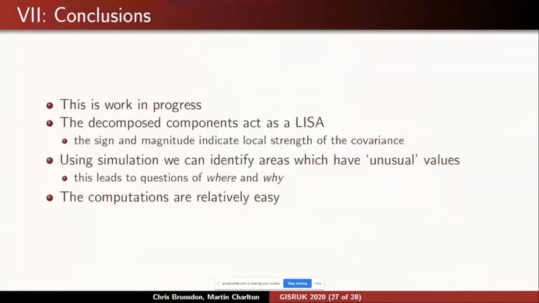Okay, so I've run out of time. So this is very much work in progress. The decomposed components act as a leader. The sign and magnitude indicate the local strength of the covariance. We can identify areas of unusual values, which leads to questions of where and why. We can look at other relationships between scale and autocorrelation, and the computations actually turn out to be relatively easy.